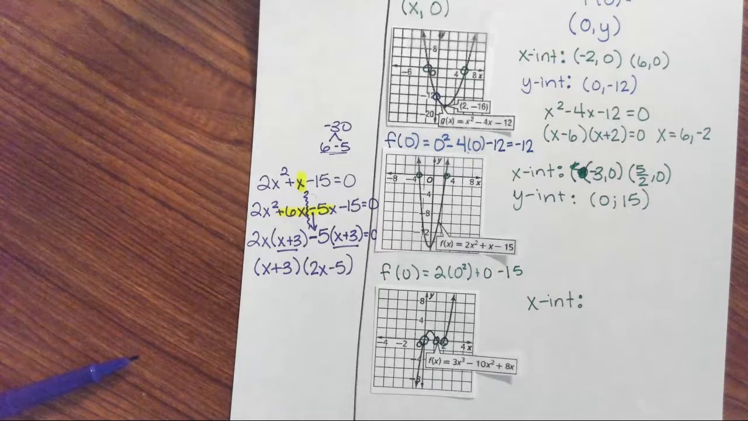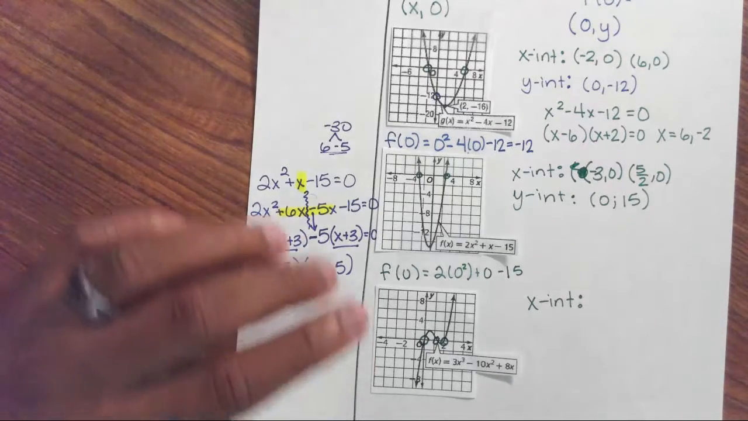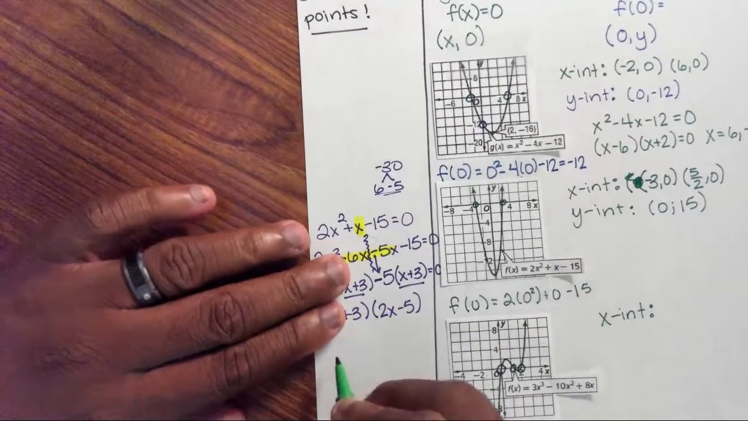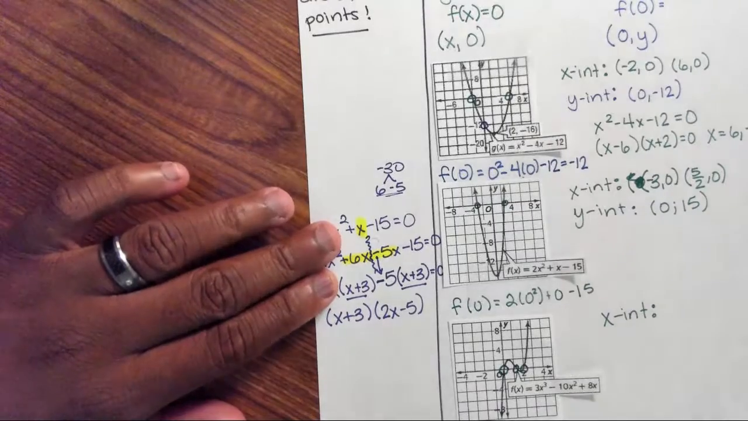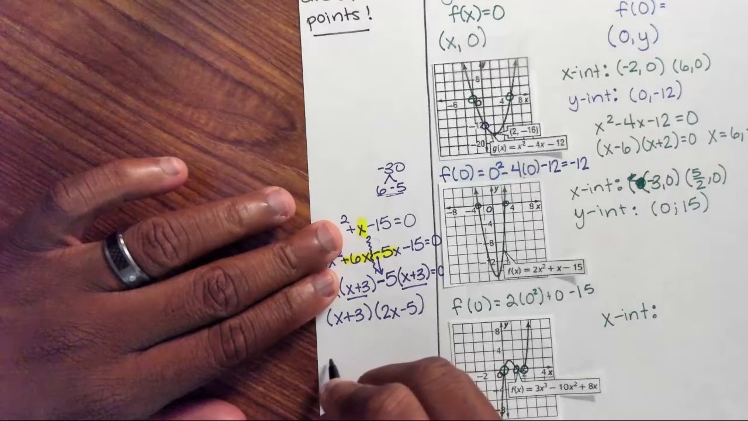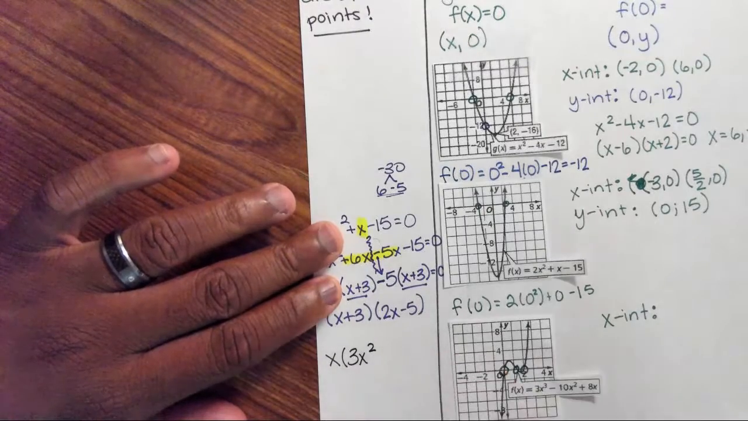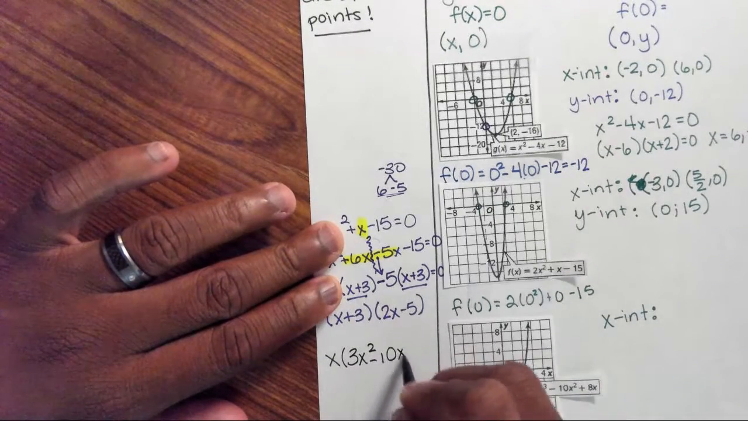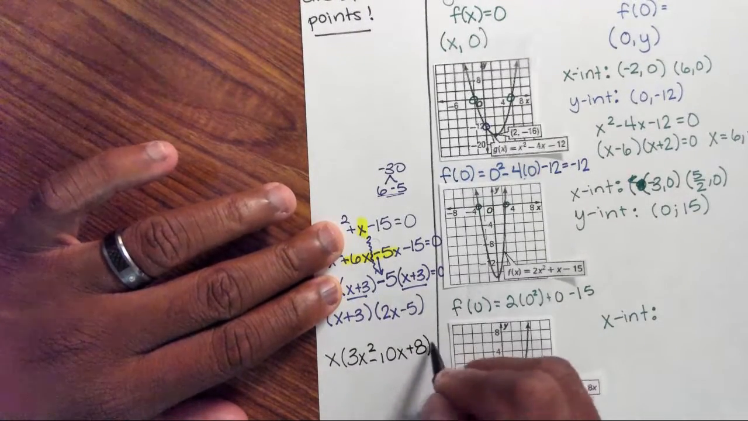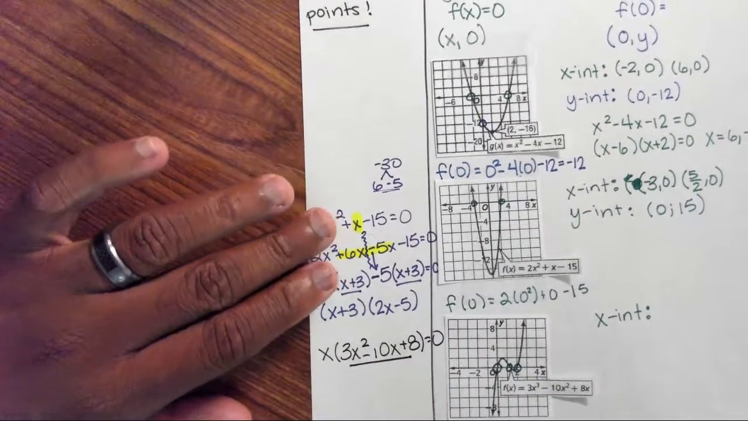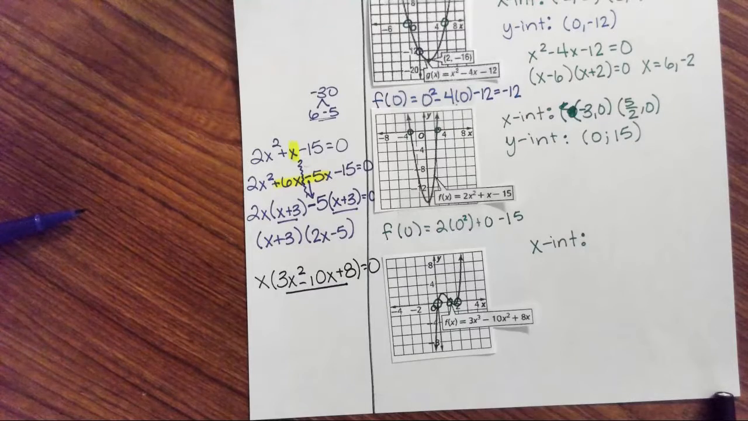Thank you for reminding me. Before you start this problem, what do they have in common? X. So what should you do first? Take out the x. Please factor out the x first. So these have an x in common. So when you start this process, you're going to actually do this. It's x times 3x squared minus 10x plus 8. You're going to factor inside of here now. Factor that out.